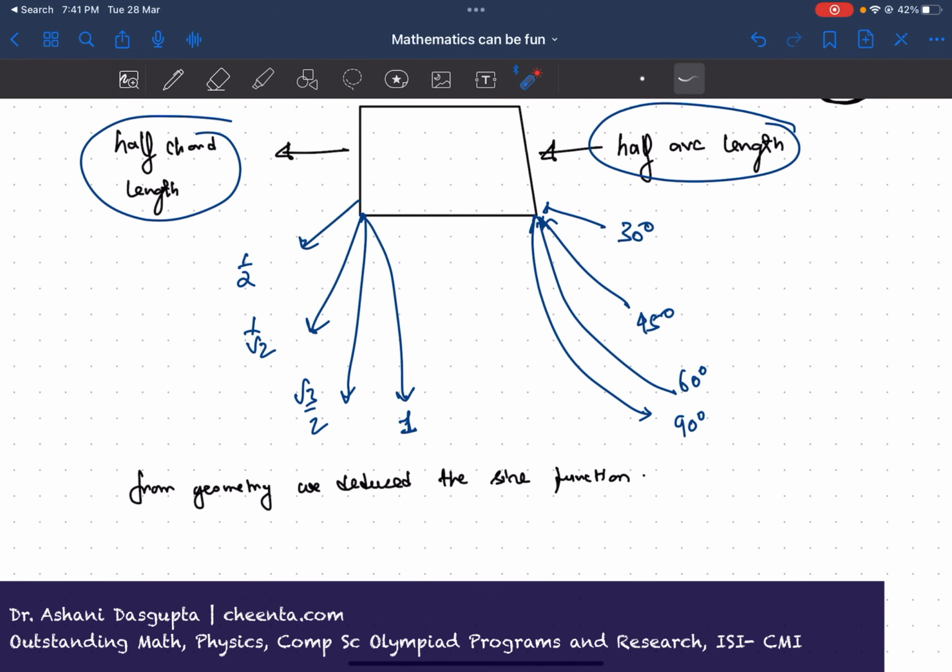In the next episode, we will derive the other trigonometric functions and talk about more interesting tools in trigonometry that are needed to get a very good understanding of the fundamentals.